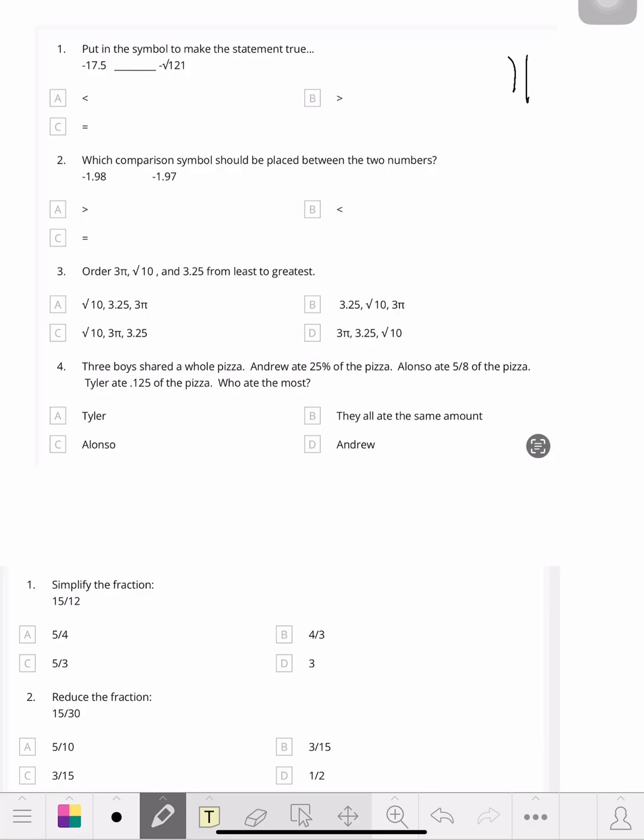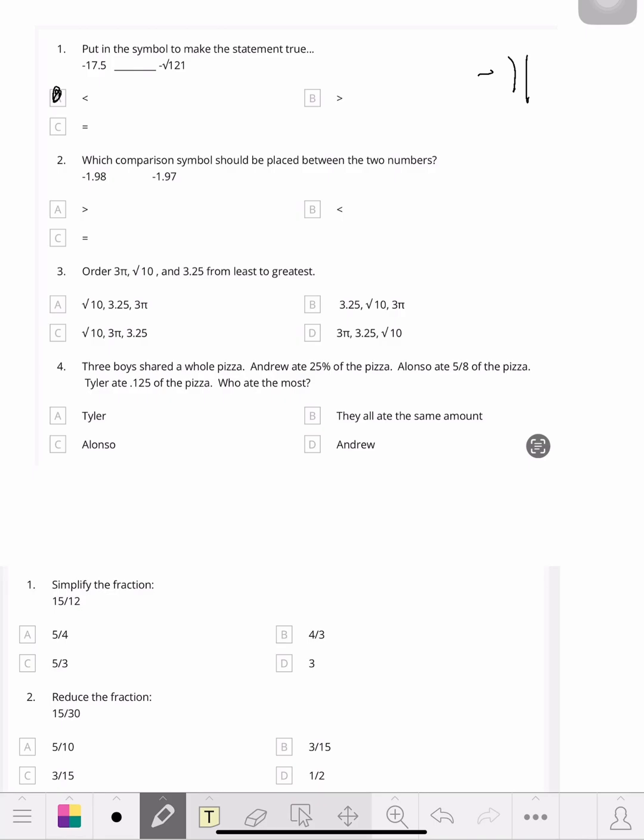Now, don't forget it's got a negative sign in front, okay? So it's really negative 1 times the square root of 121. So negative 1 times 11 is negative 11, okay? Now, they want to know, is negative 17.5 less than, greater than, or equal to? Don't forget, on negative numbers, the bigger the number, the less value it has. So it's actually less than, so it's A. So negative 17.5 is less than negative 11.